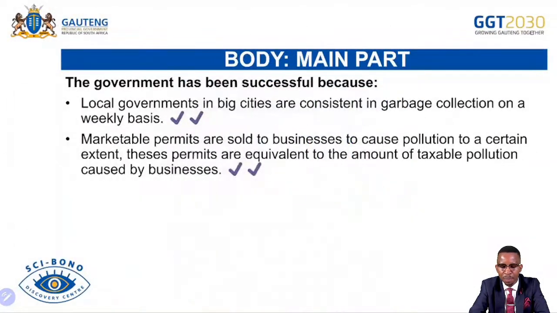Local governments in big cities are consistent in garbage collection on a weekly basis. We all know that every week there will be collection of dustbins, which is part of garbage, and then it is taken to a particular area that has been designated. And there, they will be categorizing. Plastic will be on one side, cardboard on another side, and boxes on another side, so that they can be reused to avoid further wastage into the environment.